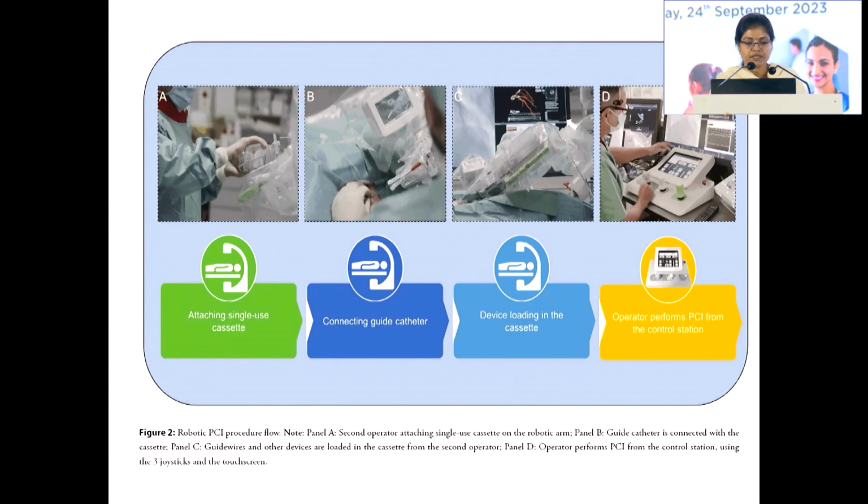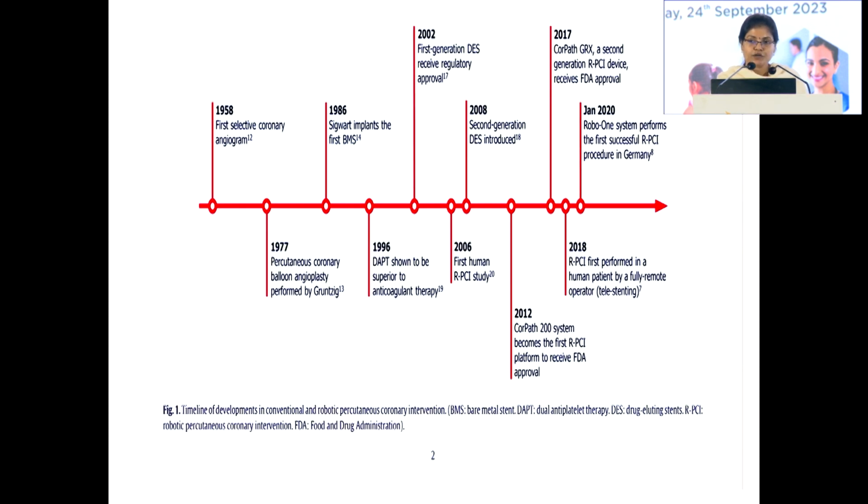So some nursing personnel must be there in the cath lab to load this cassette with the hardware. This is the loading of the cassette with guide wires and devices, and the interventional cardiologist sitting in the interventional cockpit is manipulating the guide wires and negotiating. This is the timeline of development of robotic PCI. In 2006, the first human robotic PCI study was done, and in 2012, the CorePath 200 got FDA approval. In 2017, the second generation got approval.